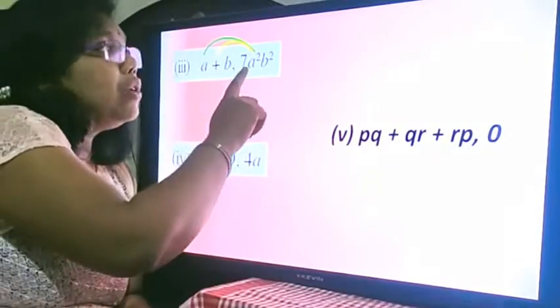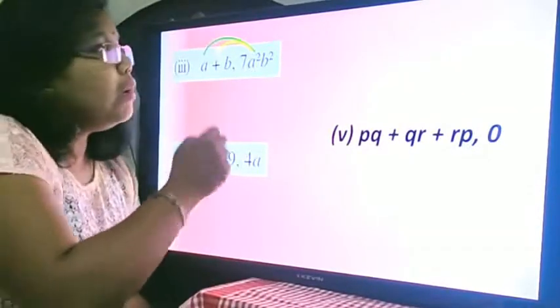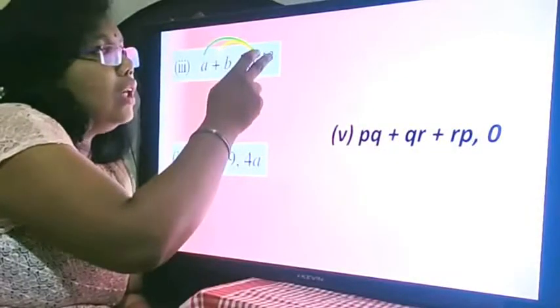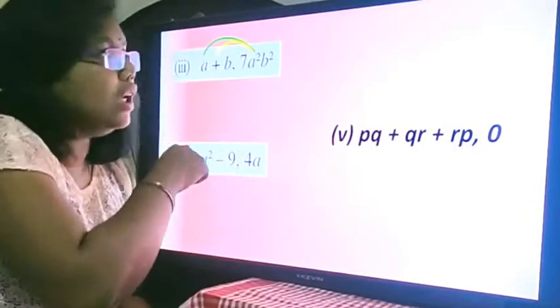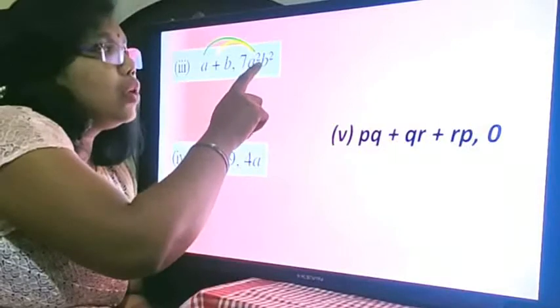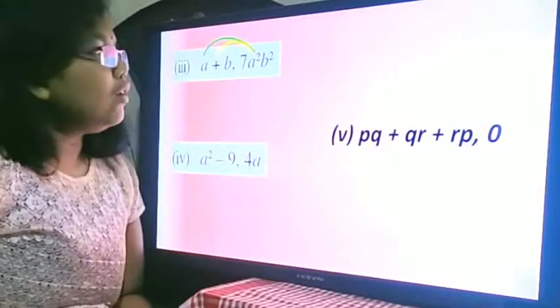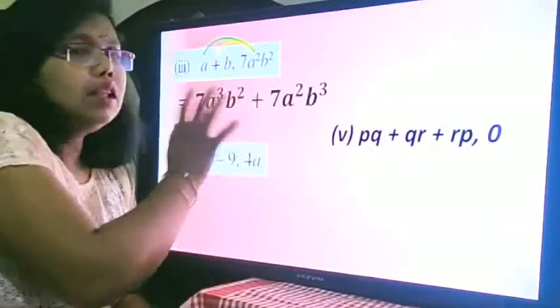Now when b multiplies with 7a square b square, again the power of b is 1 and here the power is 2. So 1 plus 2 gives us 3. So the second term will be 7a square b cube. So that would be our answer. This is the final answer.